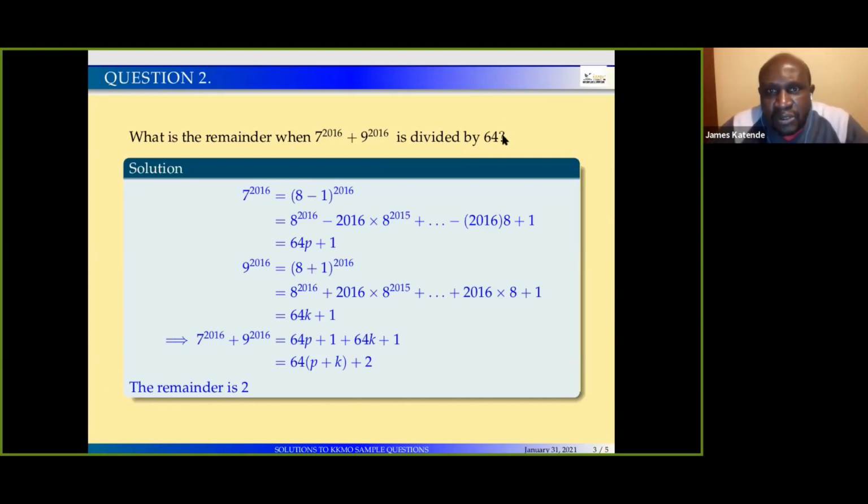Now, we want to see what the remainder is when this number is divided by 64. So a good way is to find how many 64s appear in each of them and what is the remainder after we take out all the 64s. If you look at this, we have 7 can be written as 8 minus 1. Now, the reason for this is that if you square 8, you get 64. And any higher power of 8 also will contain a 64 in it.